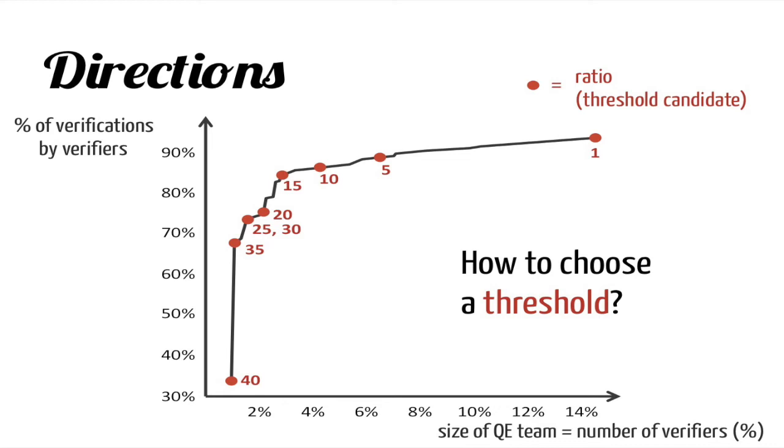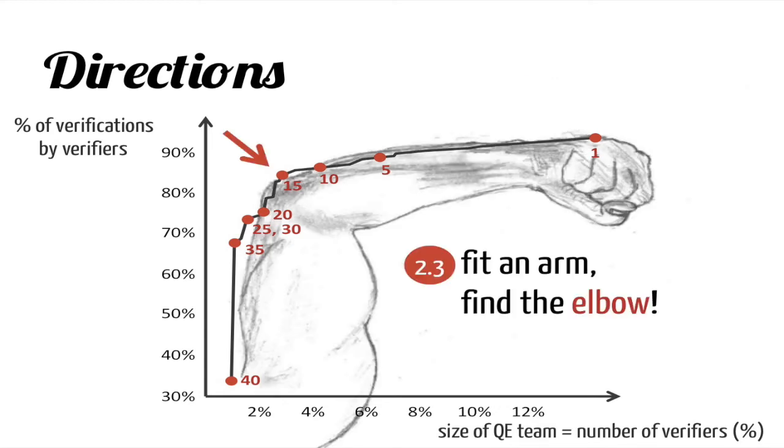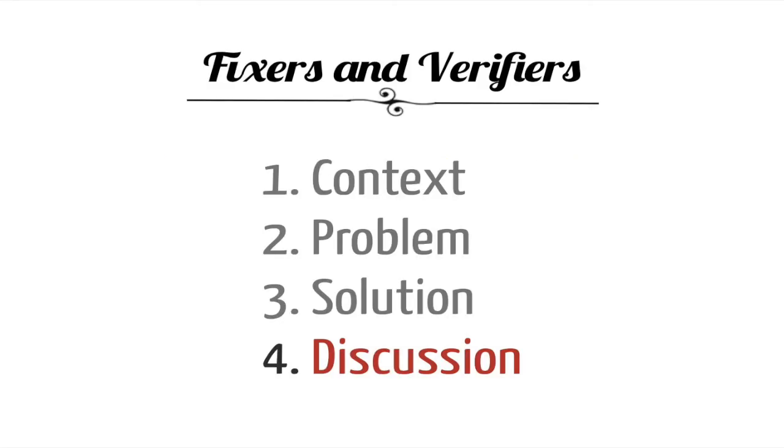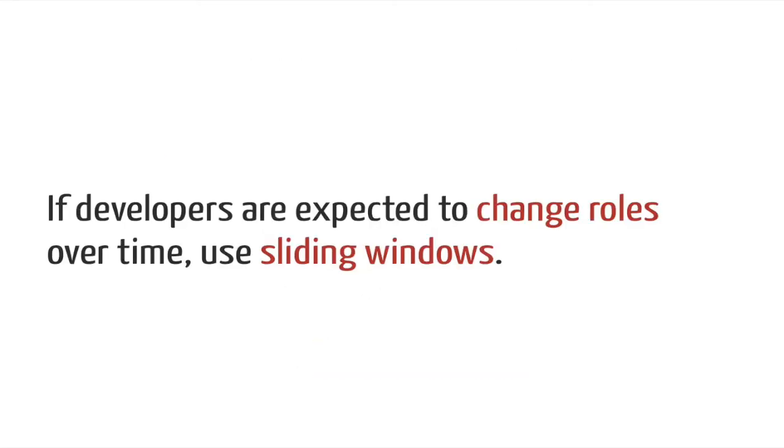The solution is to fit an arm to the data and find the elbow, okay? Because the elbow offers a good trade-off between team size and percentage of verifications. So in this case, 15. And if the percentage of verifications is high, you can say these verifiers form a quality engineering team. Of course, if developers are expected to change roles over time, you can use sliding windows. This could be another pattern.